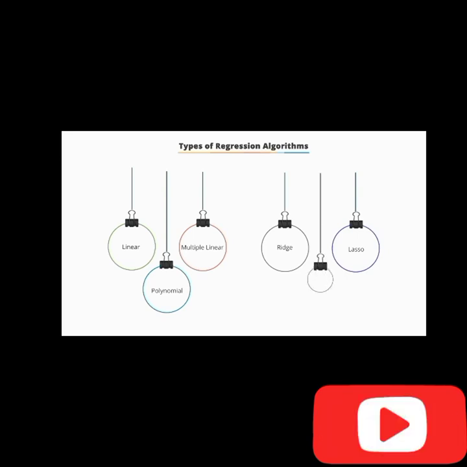Types of regression algorithms. Part A. We will focus on 6 types of regression algorithms: linear regression, multilinear regression, polynomial regression, ridge regression, lasso regression, elastic net regression. Let's look at these regression algorithms in detail.